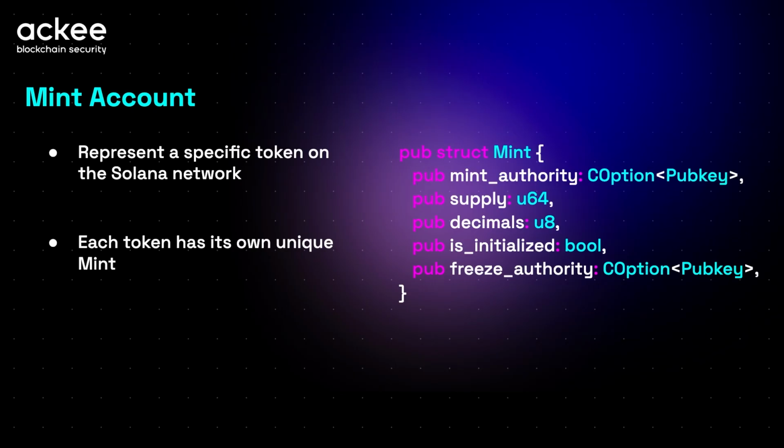As you can see, there is a mint authority, which is an address of an account that can mint new tokens. It is optional because sometimes we want to make sure that we cannot mint more of a certain token kind. Then there is a total supply of the token and how many decimal places the token has. There is also the is initialized flag to track whether the mint account is initialized. And last but not least is the freeze authority, which is again an address of an account that can freeze or unfreeze a token, so the tokens cannot be transferred.